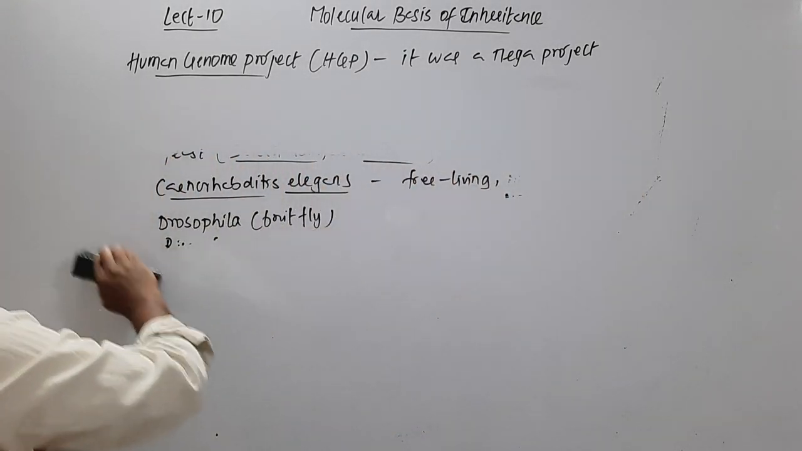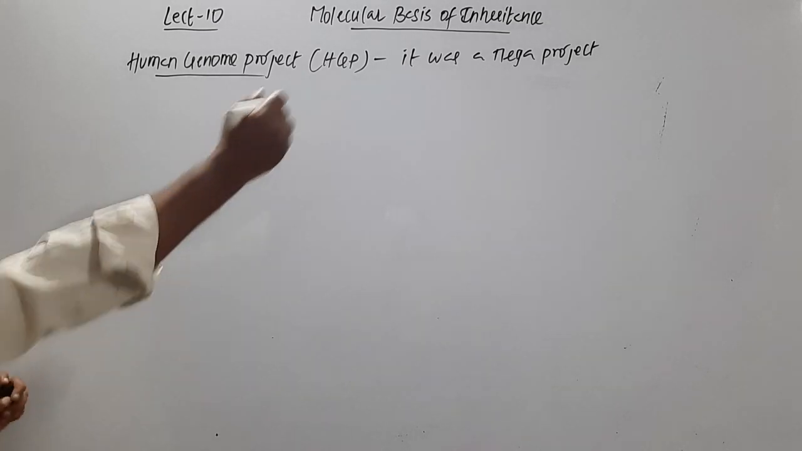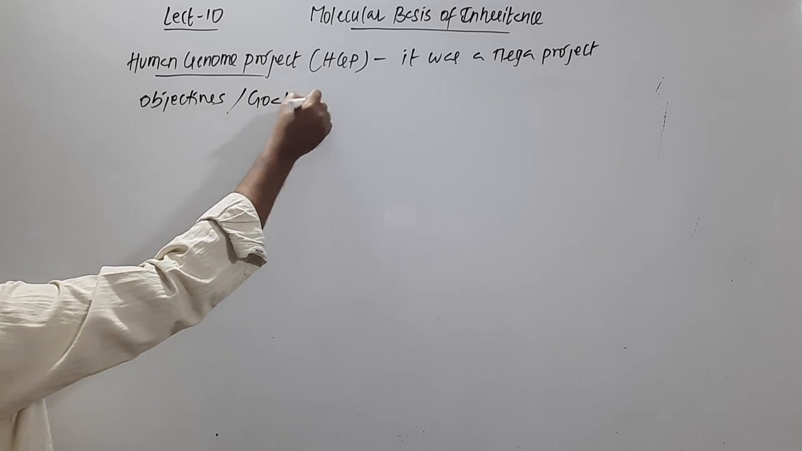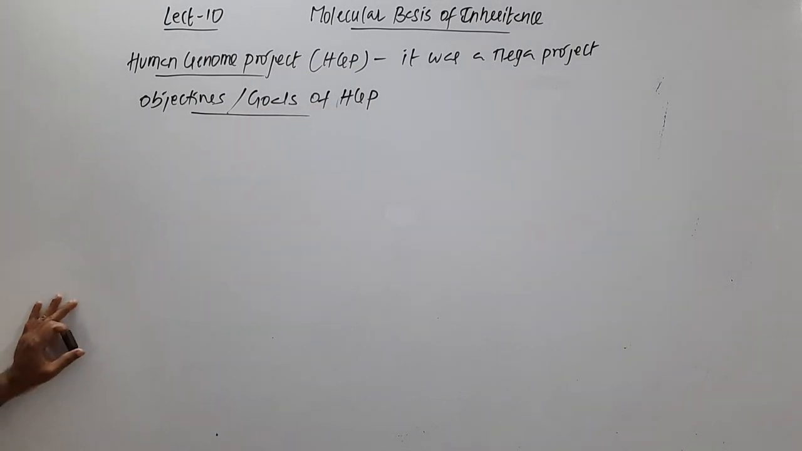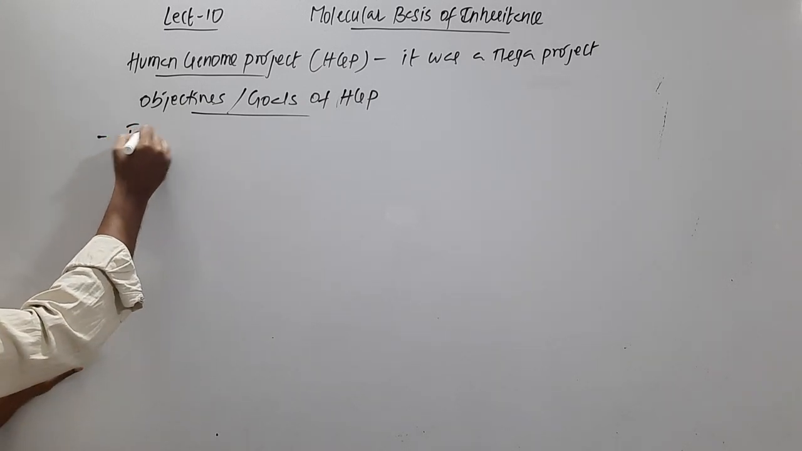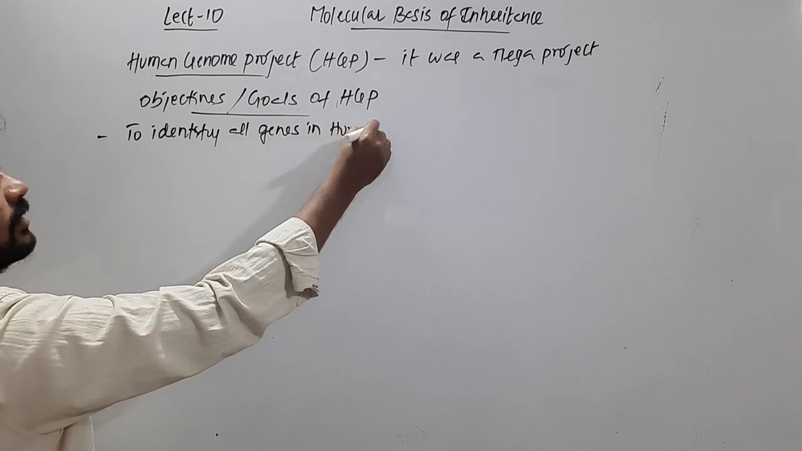Now let's see how they sequenced the DNA of human beings or other organisms. That is what we see about methodologies. Of course, before I discuss the methodologies, I would like to first discuss the objectives or goals of HGP. Here the objective of HGP is to identify all genes in human beings.